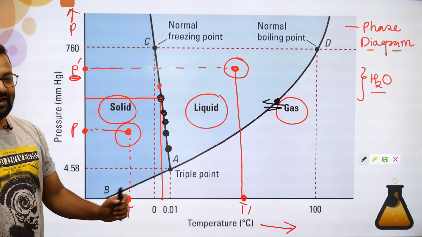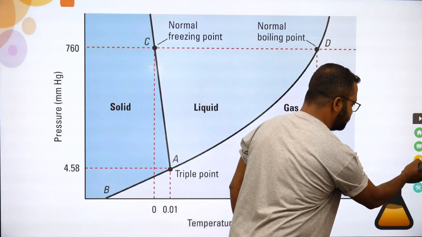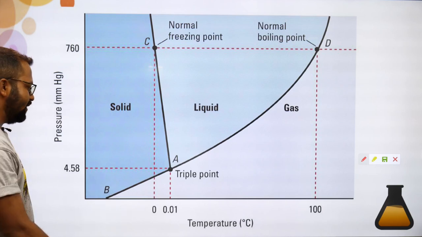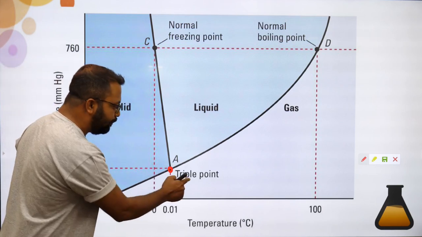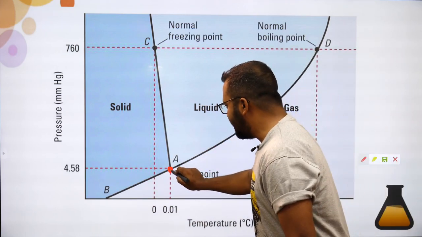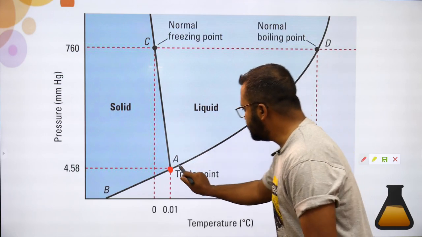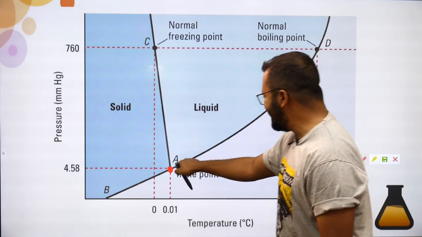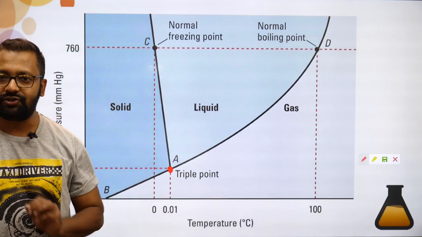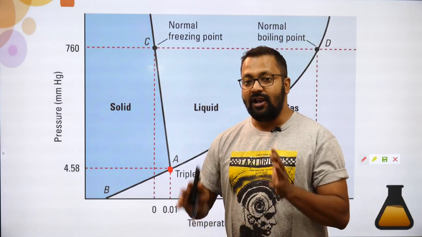Let's try to understand ki jab solute dalte hain to kya hota hai. Ek feature maine aur batana tha, main bhul gaya. Ye dekho yahan pe kuch likha hua hai, triple point. There's something known as triple point. Aap dekh rahe ho ki solid, liquid and vapor, yahan pe ek triple point likha gaya hai, and you can see that these lines intersect at this point. The triple point is a specific pressure and temperature condition at which solid, liquid and vapor will coexist.